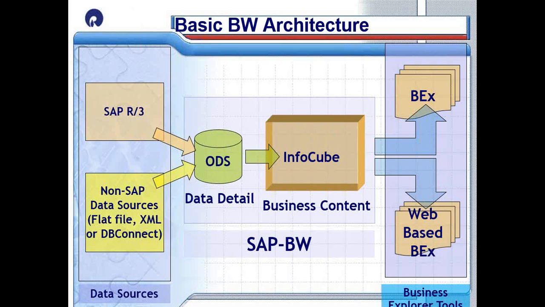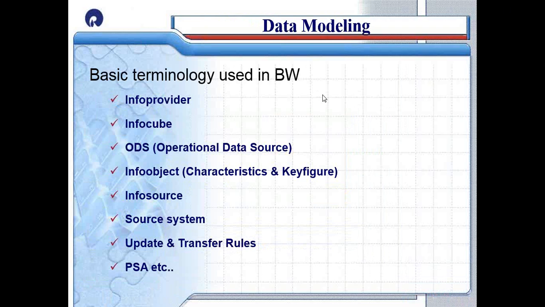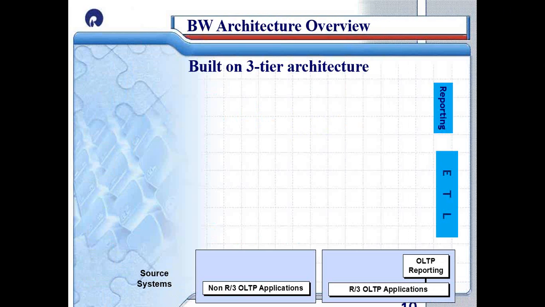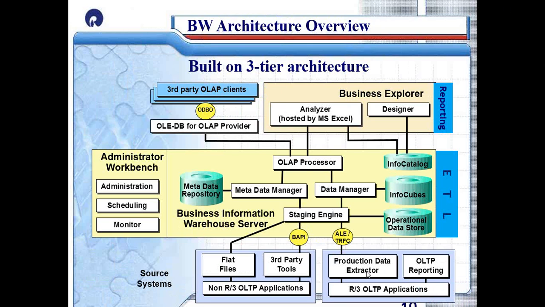And then I have to give you some of the terminology of what is meant by Info. It's a modeling concept: info providers, info cubes, ODS, info objects. These are some of the terminologies you use in BW. And then this is a three-tier architecture. From any source systems, by using different methods, you are loading the data into the BW system. We call this the ETL system: extraction, you are extracting the data, and transformation based upon the business rules, and loading the data into this system. Once the data is available, by using any BEX reporting tools or any other third-party reporting tools, you can create the reports.